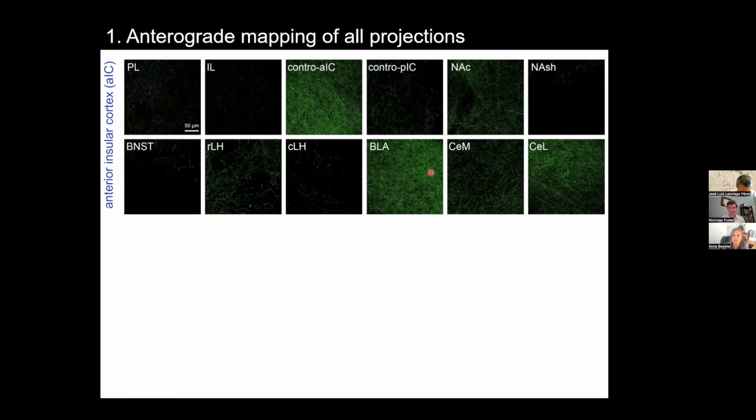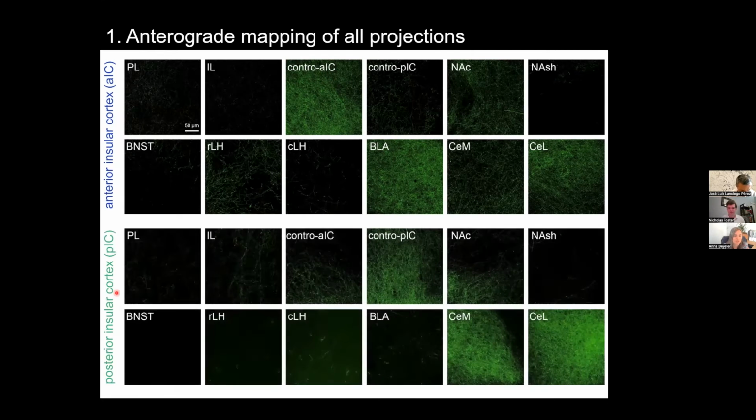And as you can see, the brightest axonal terminals are in the basolateral amygdala, BLA, and contralateral anterior insular cortex. Interestingly, when you look at the posterior insula, you find a different pattern with the highest density in the central amygdala, with the medial and lateral part, and the contralateral posterior insular cortex. So this is just 2 examples.